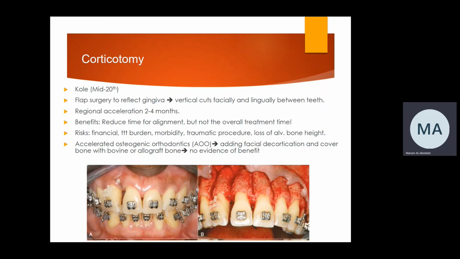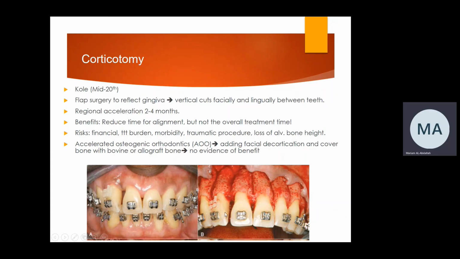You actually raise a flap buccally and lingually, okay? And then you perform vertical cuts in between the roots of the teeth that you want to move, and it should produce acceleration of tooth movement for about 2 to 4 months, which is the time that we need for the initial stage of alignment, okay? So it was found that this is efficient in accelerating the alignment stage only, but the overall treatment time, there was no significant difference between this technique and patients who had no corticotomy.